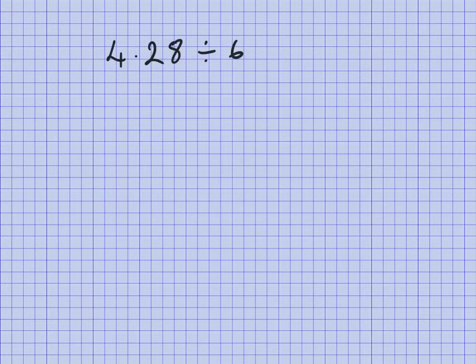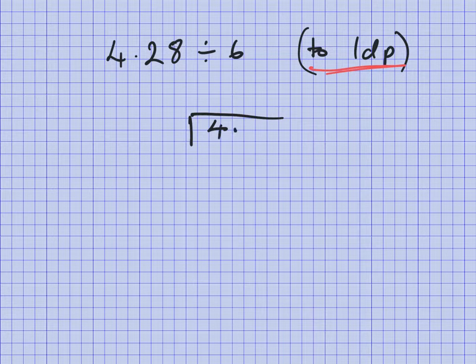Hi, we're going to have a go at dividing some decimals and rounding the solutions as we go. So our first question is here, 4.28 divided by 6. I'm going to set that up using short division, aka the bus stop method. And I want my answer to one decimal place. Now that's the important part of this that's different than what we did before, is I'm rounding it to one decimal place. So, bus stop method, 4.28 divided by 6.